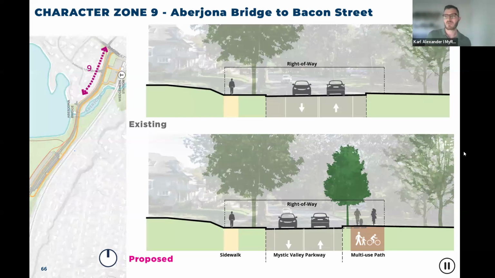And Isaiah, maybe time for one more question related to character zones 8 or 9. Let's see. There's a couple of questions about are there warning lights or signals where people are crossing?